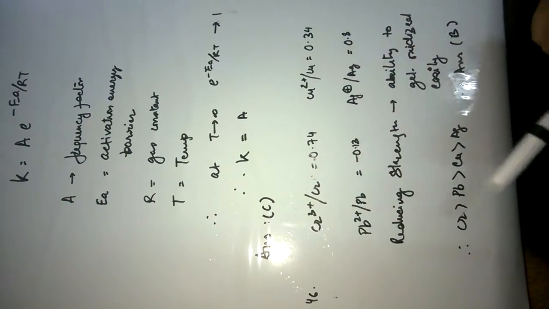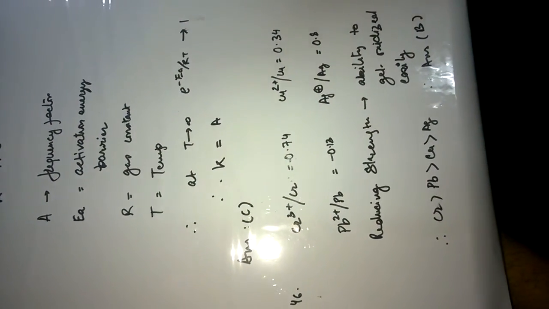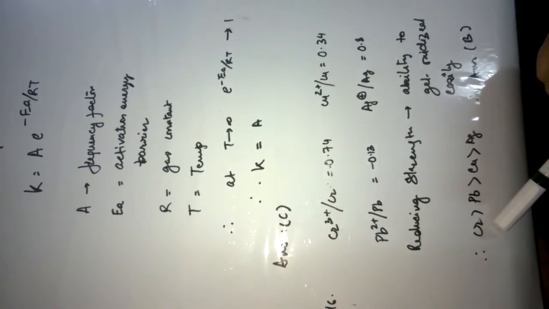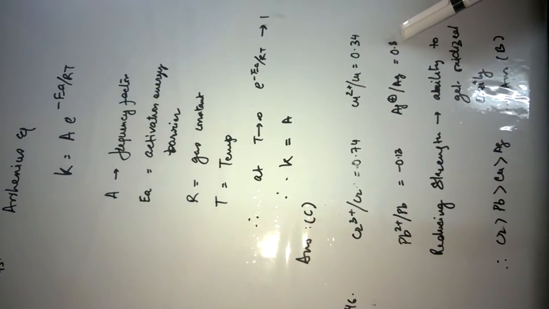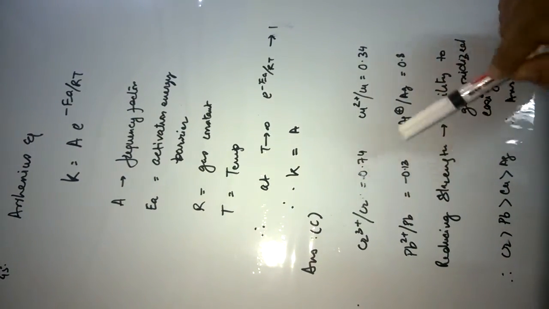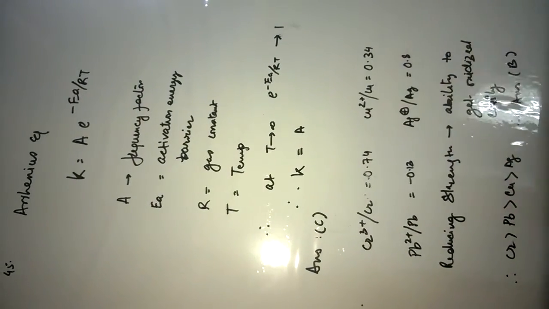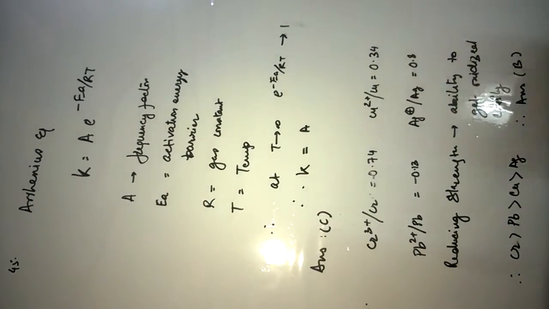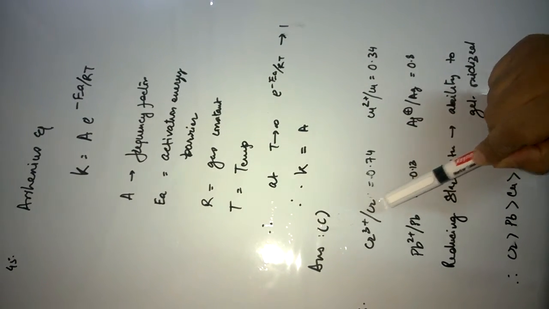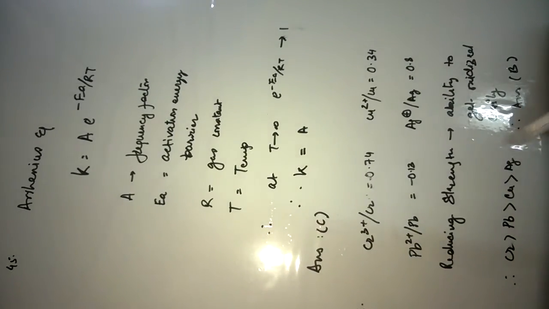So what happens is that chromium has the minimum reduction potential, therefore its oxidation potential will be maximum. Similarly, silver has the maximum reduction potential, therefore its oxidation potential will be minimum. So the opposite of this reduction trend will be the ability of the element to get oxidized. Therefore the order of reducing strength is: chromium is the strongest reducing agent here, and silver is the weakest reducing agent, and therefore the order will be like this.